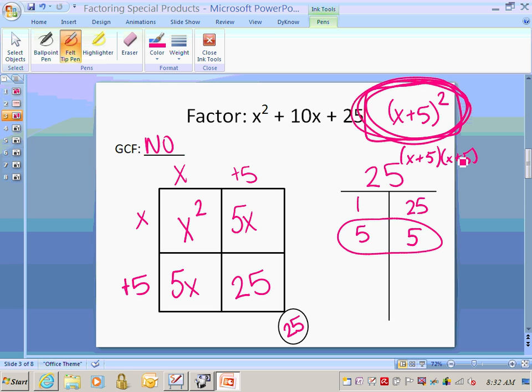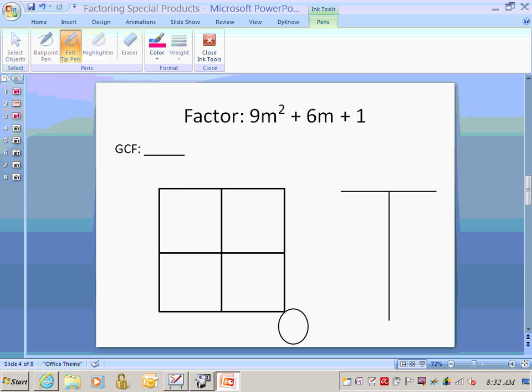I just want you to know, so if this is a multiple choice and this is the only answer on there, you know that this would be the answer and not this one. But they're the same thing. Okay, next problem.